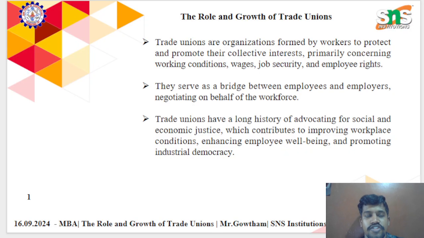The first slide gives the concept of trade unions, which are organizations formed by workers to protect and promote their collective interests, primarily concerning working conditions, wages, job security, and employee rights. They serve as a bridge between the employees and the employer, negotiating between each other. Trade unions have a long history of advocating for social and economic justice, which contributes to improving workplace conditions, enhancing employee well-being, and promoting industrial democracy.